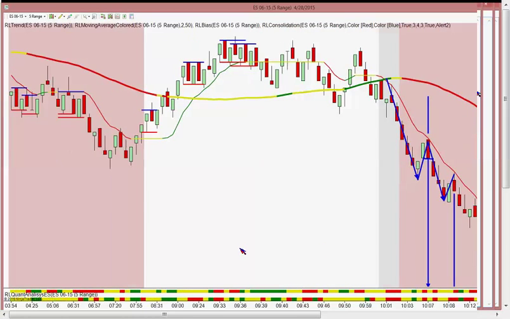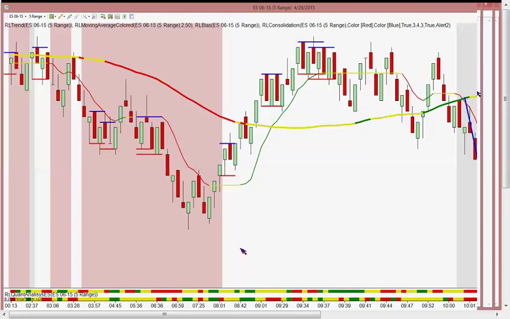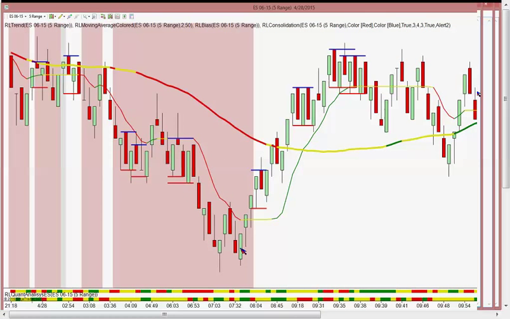And I want to show you an example of how this can keep you out of taking a bad trade that just is not going to go. And let's see if I have an example here. Here's an example right here.